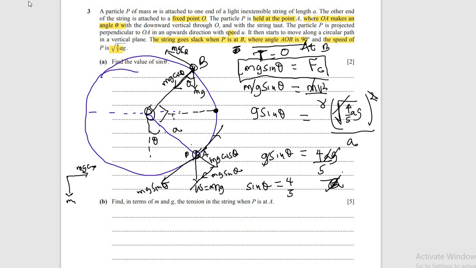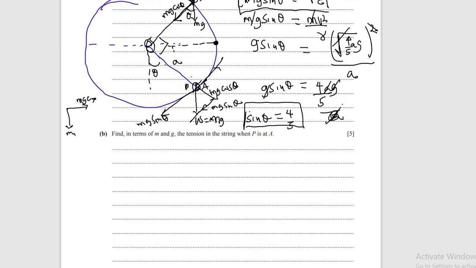Okay, I believe it's clear. Let's move to the next question. It says find, in terms of m and g, the tension in the string when P is at A. Now we have two motions in this question, the motion from A to B. So at A, this is the string, it's stretching out, the tension is stretching out.